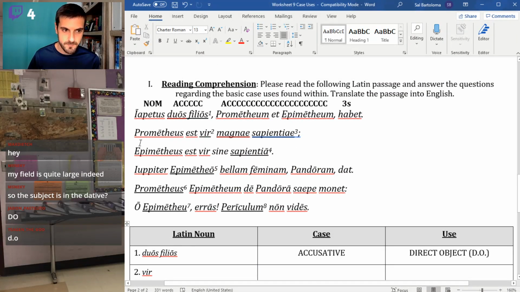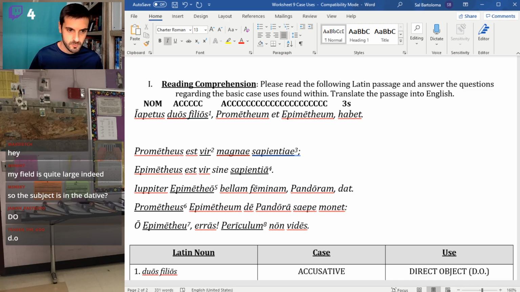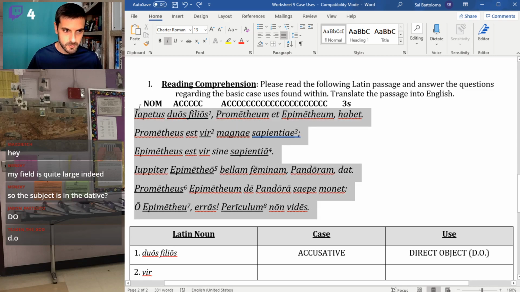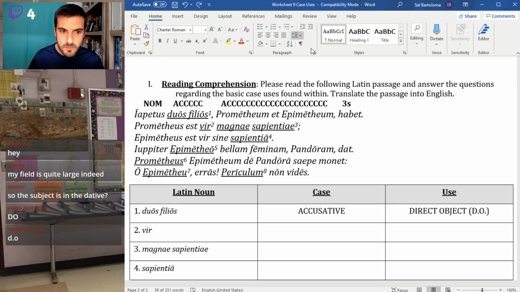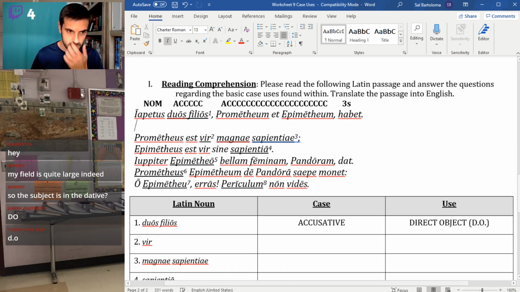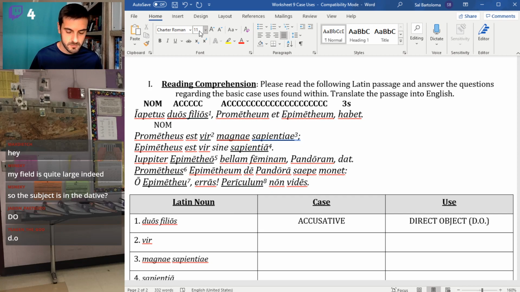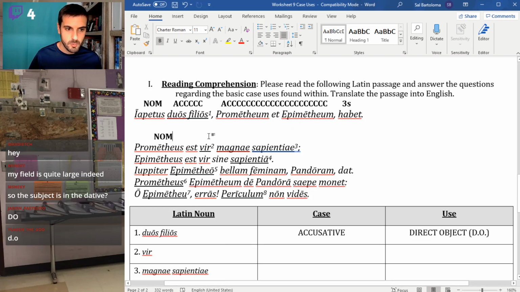Going back up to our text here. Prometheus. So now, give me 1 second. I'm going to do a little bit of formatting here. Going to space these out. Go single space, and that way I can put some cases above stuff. So Prometheus here is going to be in the nominative case. I can space this out a little bit more too. Prometheus is in the nominative case. Est, right? I've got my verb, easy money.